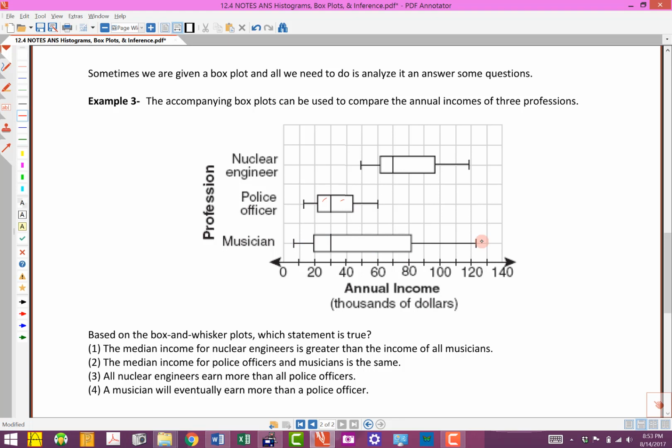So let's take a quick look here and let's see if we can come up with some answers to these. And it says, which statement is true? The median income for nuclear engineers is greater than the income of all musicians.